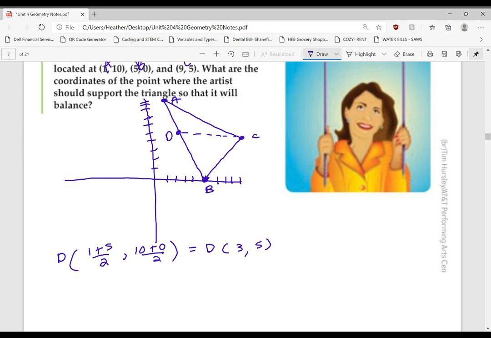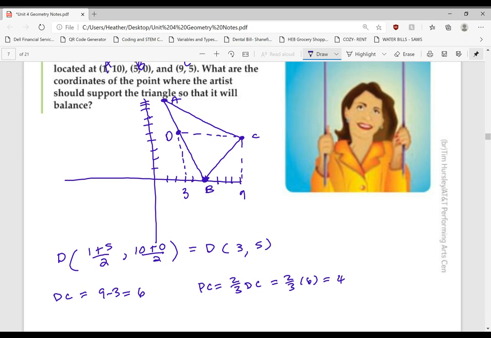The distance from D to C is 9 minus 3, or 6 units, because D is at 3 and C is at 9. If P is the centroid of triangle ABC, then PC is equal to 2/3 DC. You know DC is 6, so 2/3 times 6 is going to give us 4.